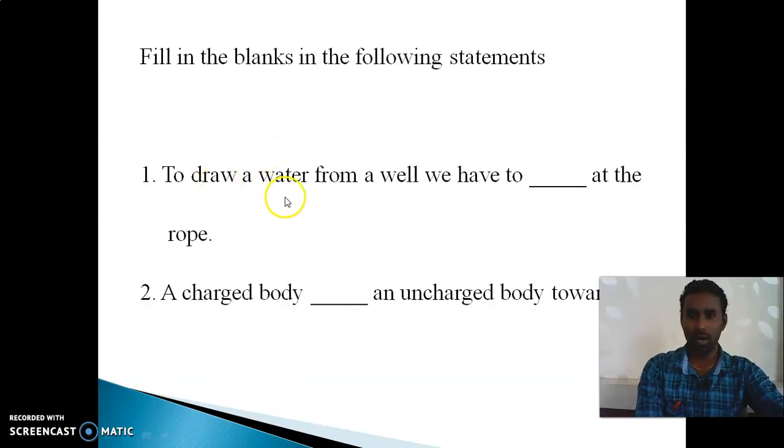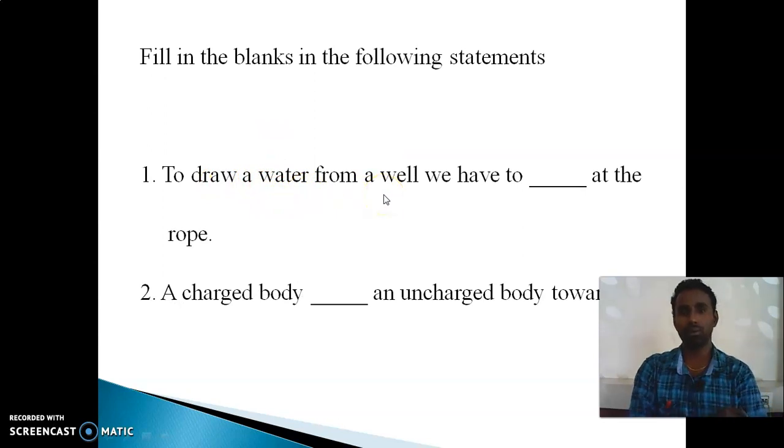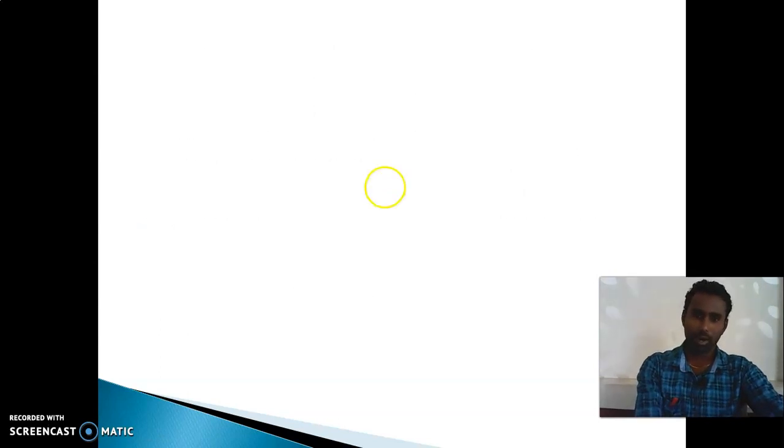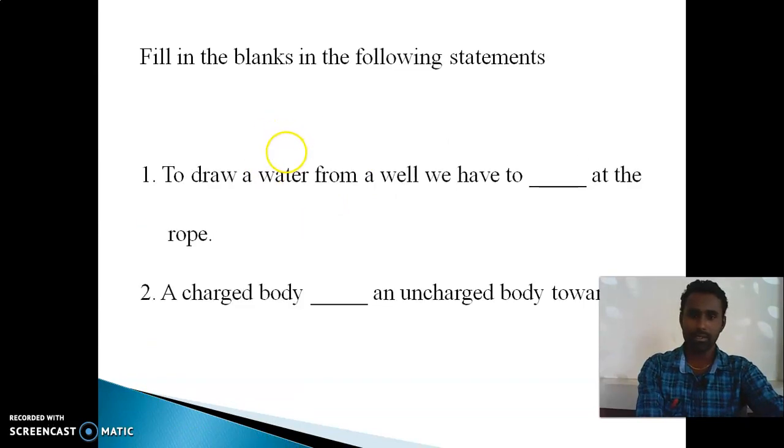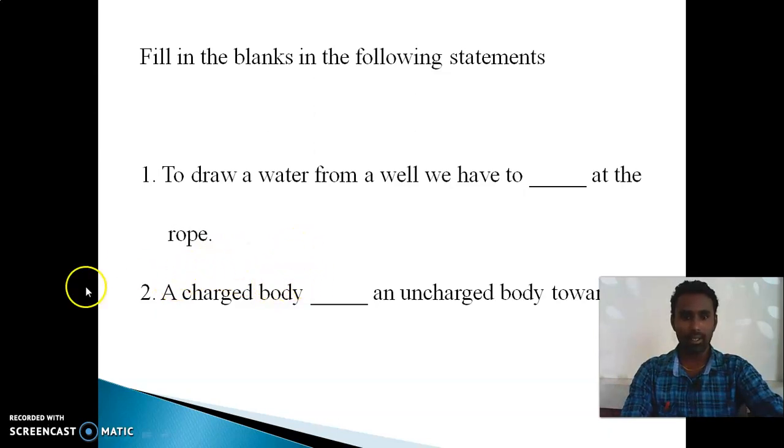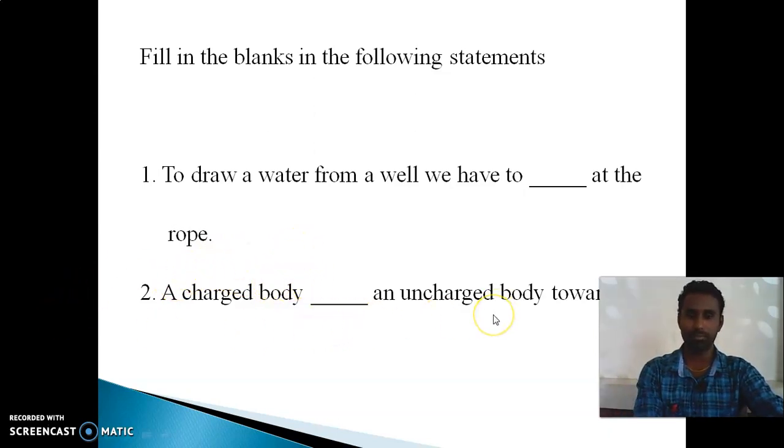Anyway, I will say the answers. First one, are you right? Check with your answer. First one, pull. To draw water from a well, we have to pull at the rope, right? A charged body dash an uncharged body towards it. Always remember that when one of the bodies is charged, due to the charged body it will try to attract another uncharged body. So a charged body attracts an uncharged body towards it. Okay, understood?